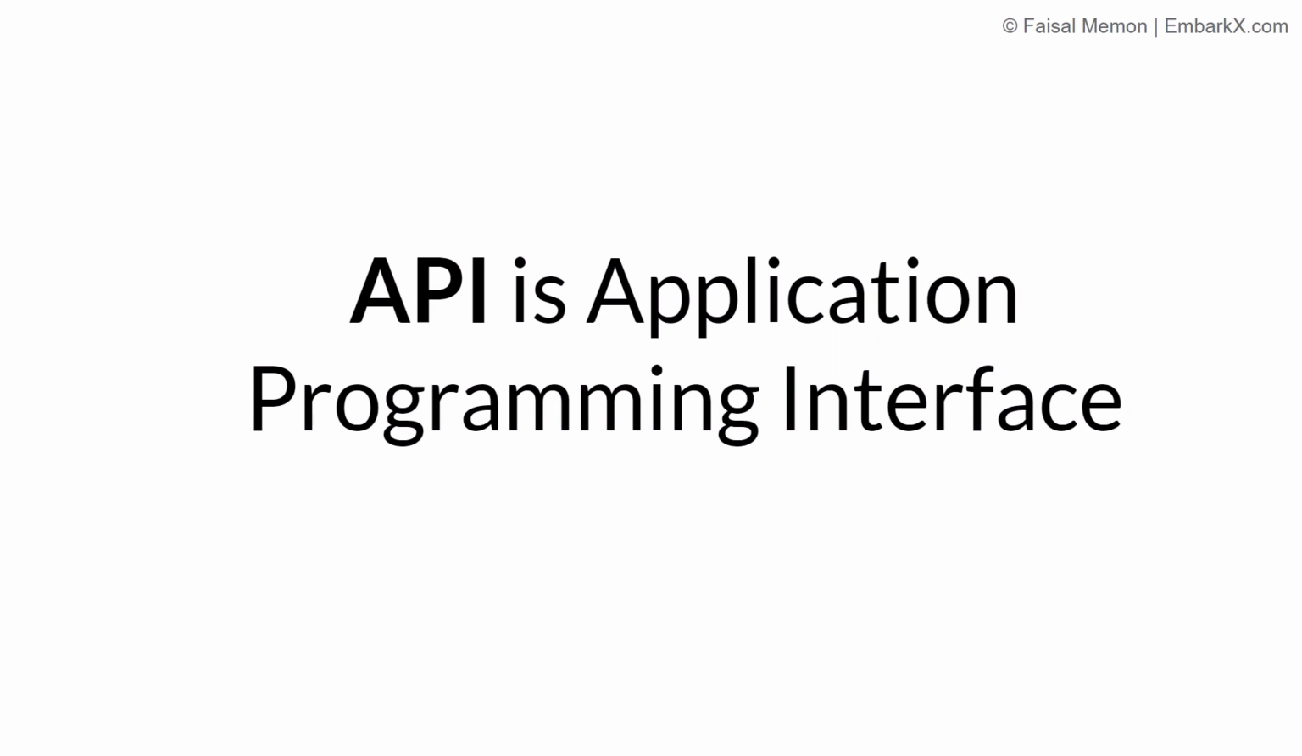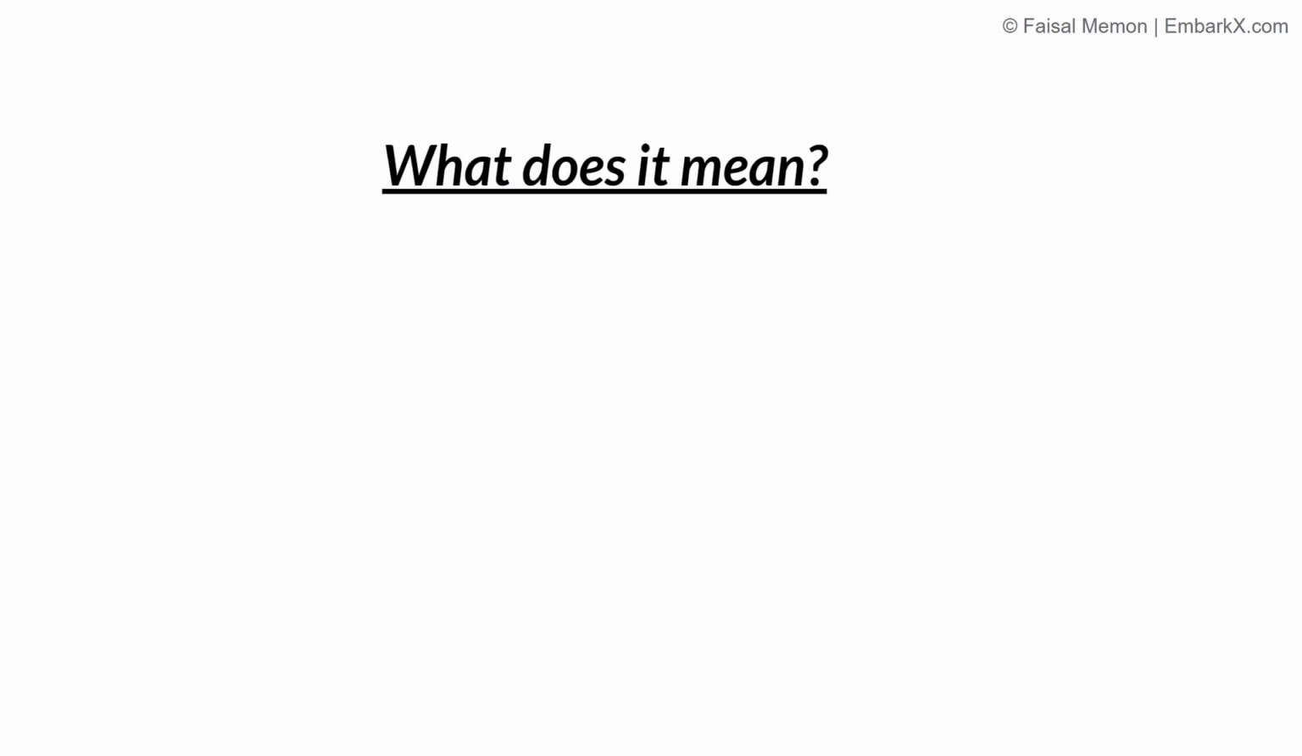So API stands for Application Programming Interface. Alright, API is a short form of this word where A stands for application, P stands for programming, and I stands for interface. Now, what does it mean?